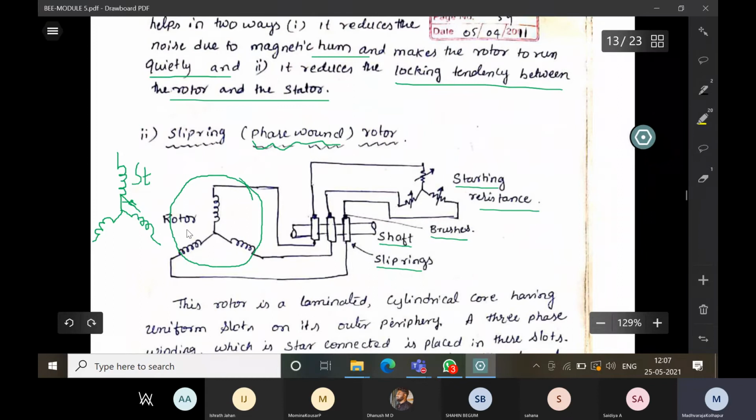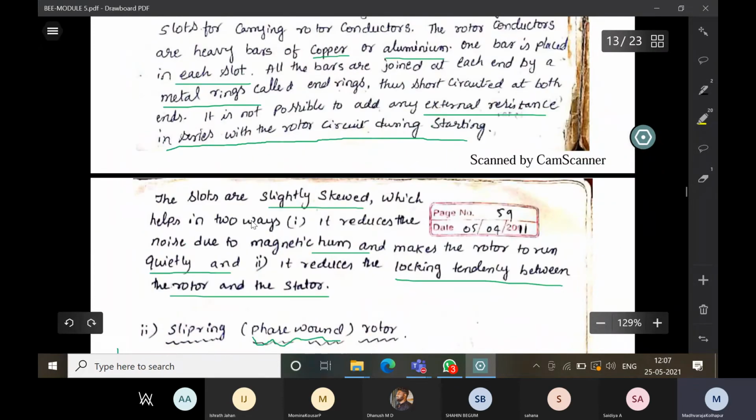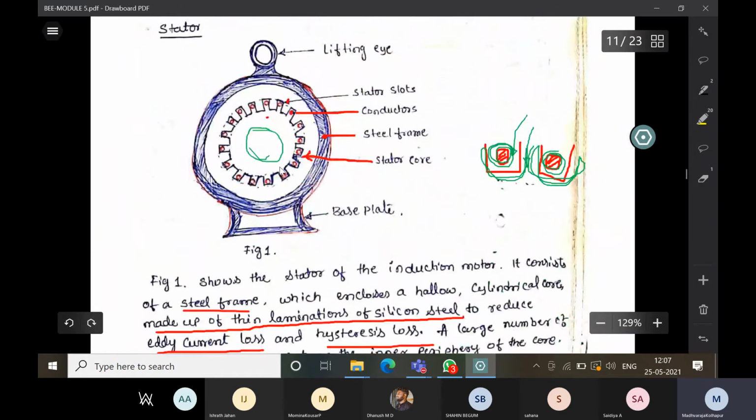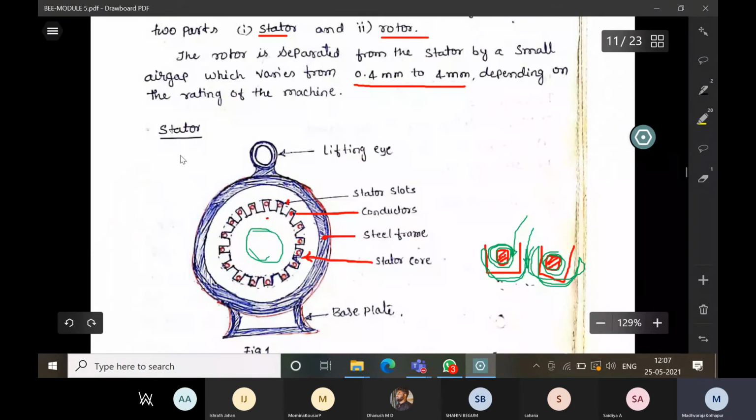This is the entire arrangement of the rotor. When this entire rotor is placed here, it is called a slip ring induction motor. If you use a slip ring rotor, then it is called a slip ring induction motor. If you use a squirrel cage rotor, then it is called a squirrel cage induction motor, SCIM.